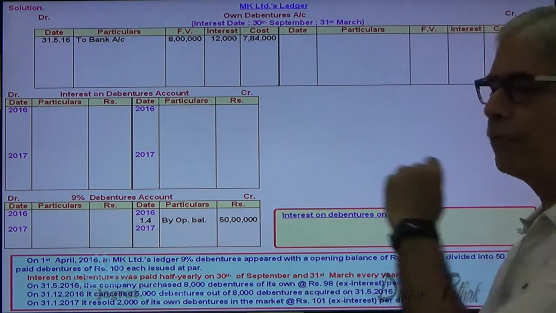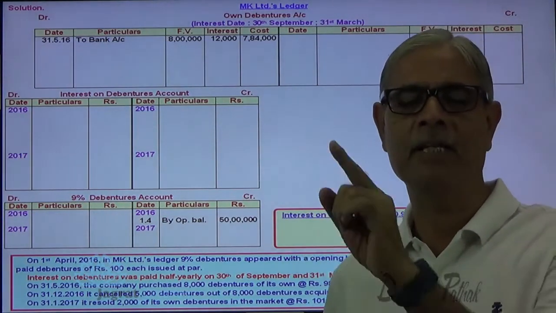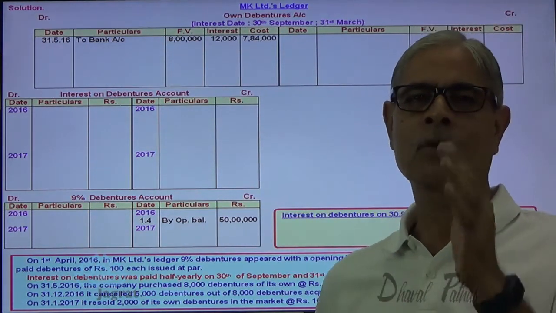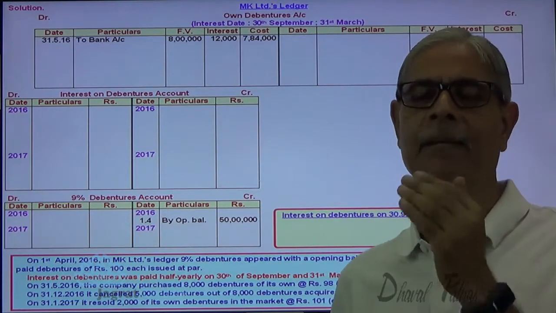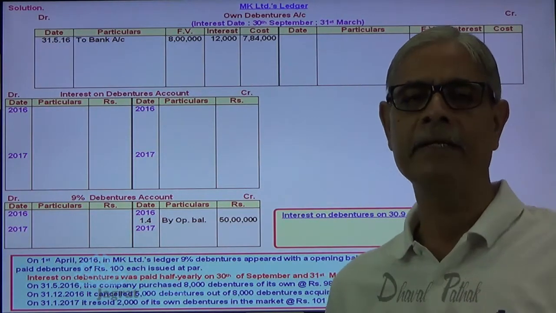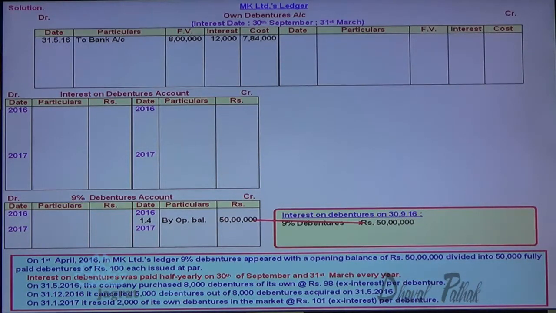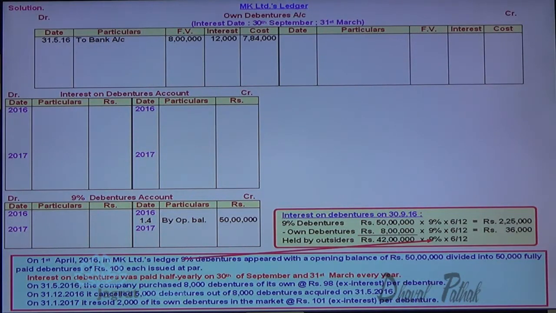Now, what are the total debentures? 50 lakhs. 50 lakhs is the total debenture liability on which interest is payable by the company. Out of that, 8 lakh debentures are held by the company. For that, interest on own debenture is there. And remaining debentures are held by outsiders. Outsiders will be paid interest on debenture in cash or bank or by check. So, total debenture liability is 50 lakhs. Own debentures are 8 lakhs. Held by outsiders 42 lakhs. Interest at the rate of 9% for 6 months is payable. 2,25,000. Out of that, 9% 6 months interest on 8 lakhs is the interest on own debentures. And 42 lakhs into 9% into 6 by 12, this is the interest payable to the outsiders.